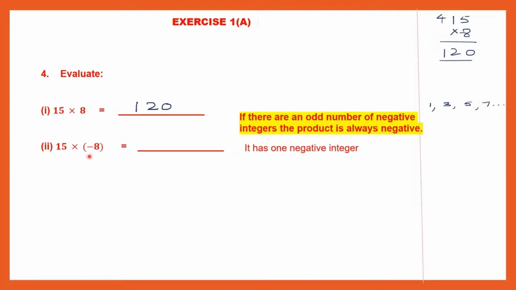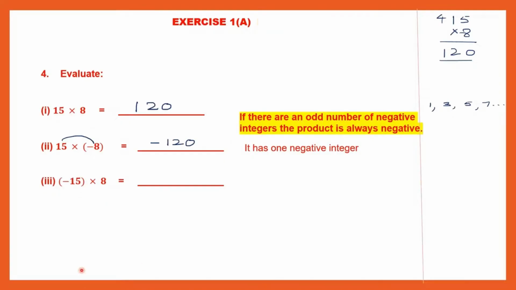So here we have one negative integer, isn't it? So this is that one negative integer. That means our answer is going to be negative because 1 is an odd number. So here our answer will have a negative sign. Then we multiply 15 into 8, which we have already done here. 15 into 8 and we got 120. So this is minus 120.